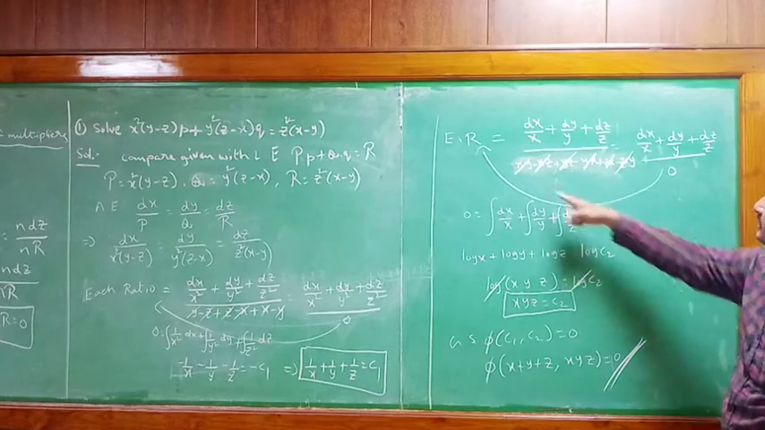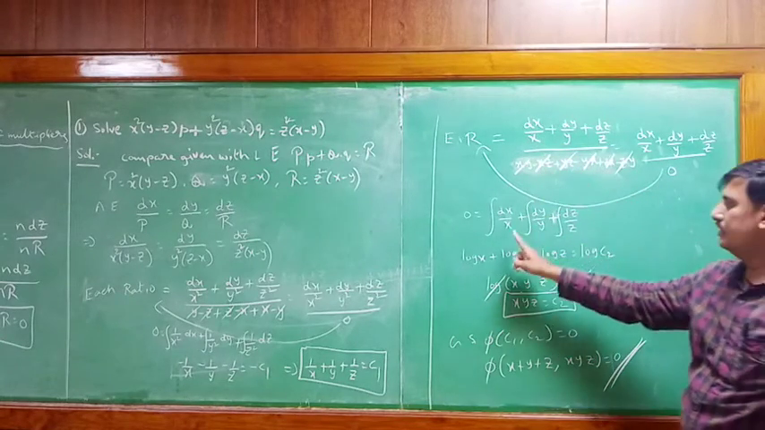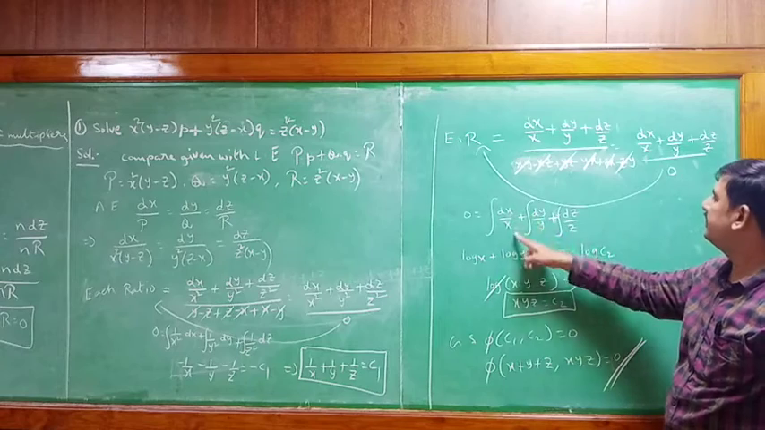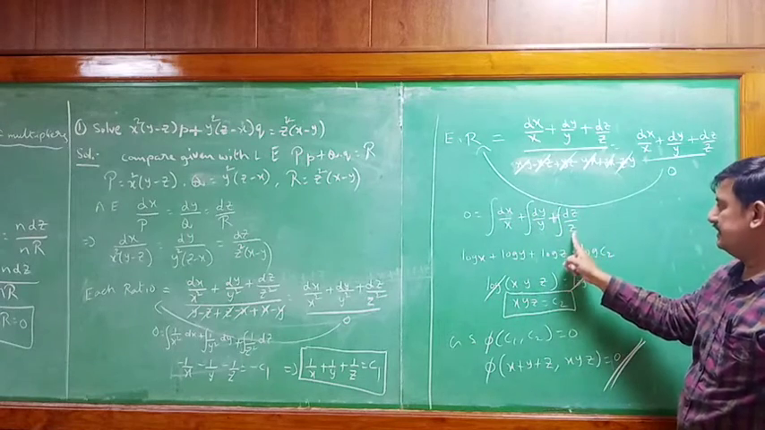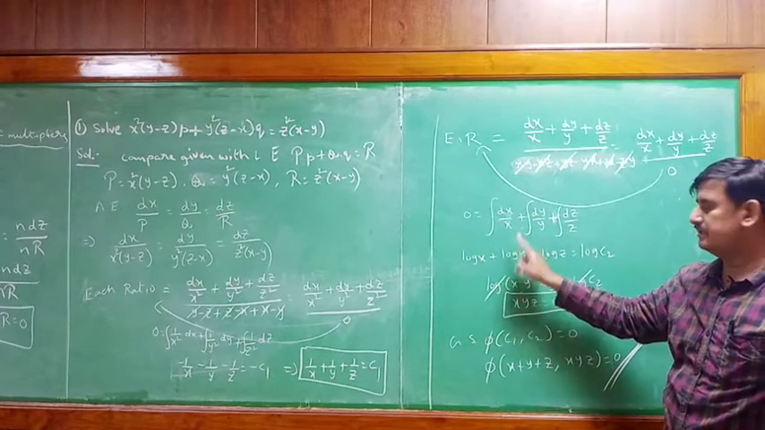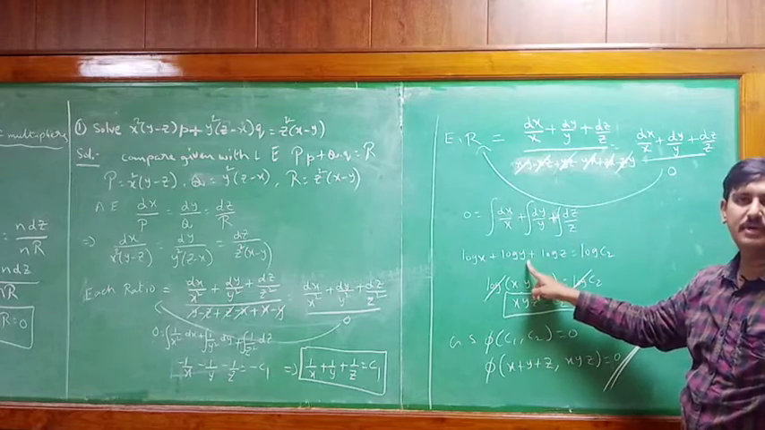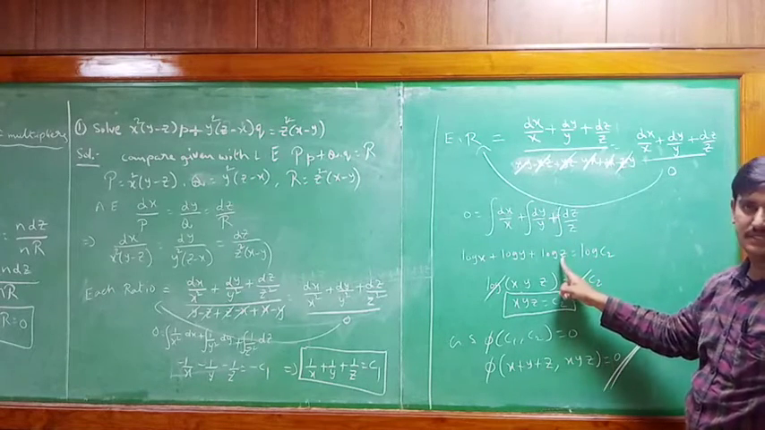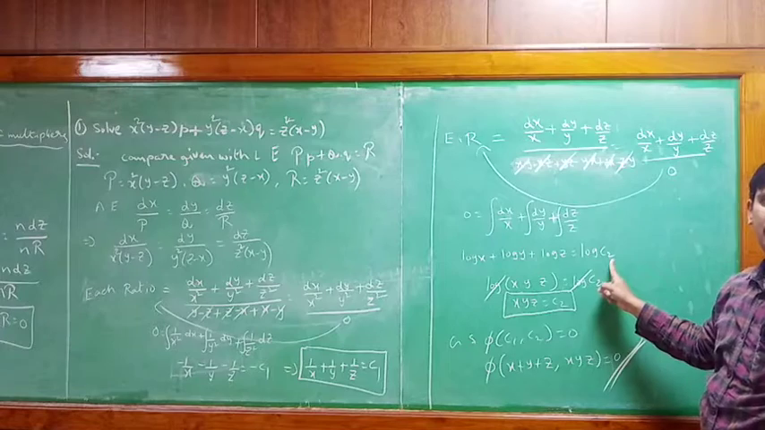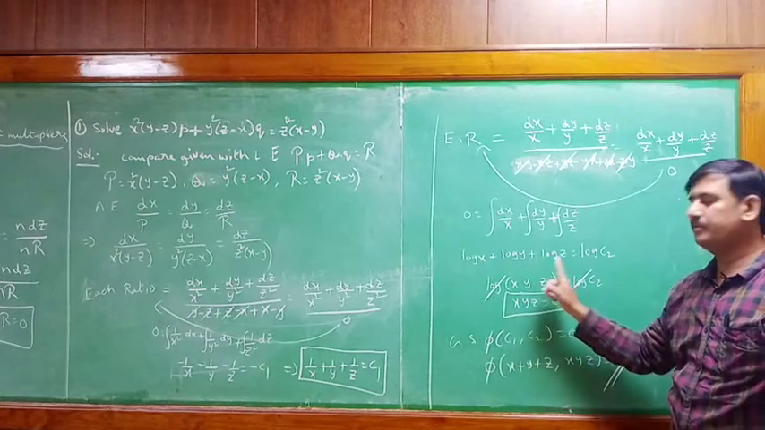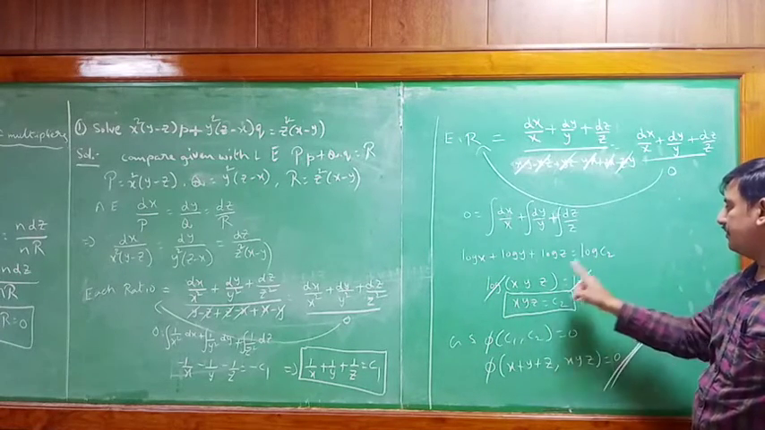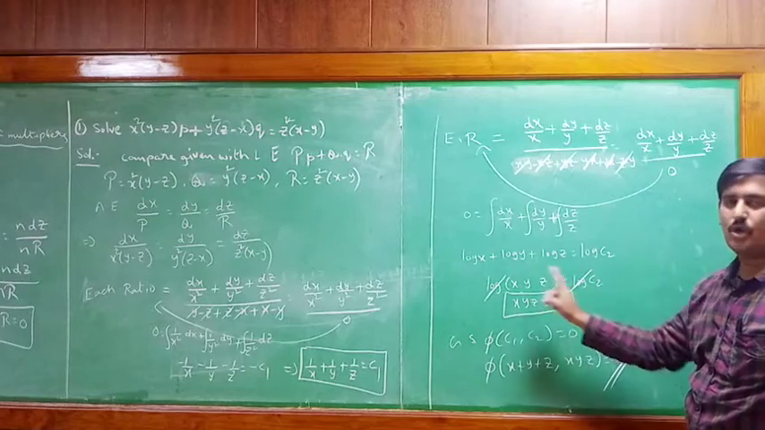So, cross multiply this 0 to that side, you will get 0 like the same previous problem. You will get dx by x, dy by y, dz by z. So, integration of 1 by x is log x, integration of 1 by y is log y, integration of 1 by z is log z. Take the constant log C2. Log a plus log b plus log c will give you log abc. Both sides log got cancelled.